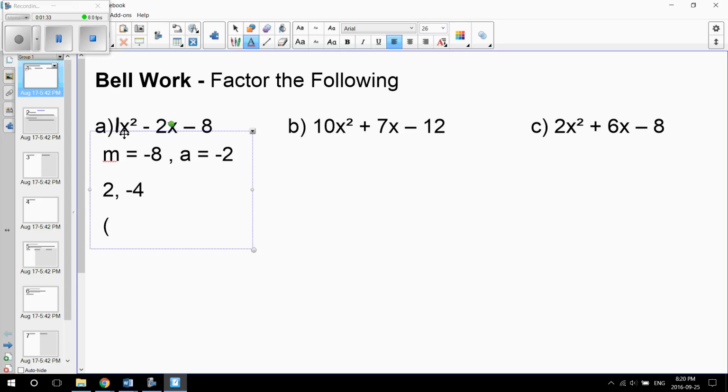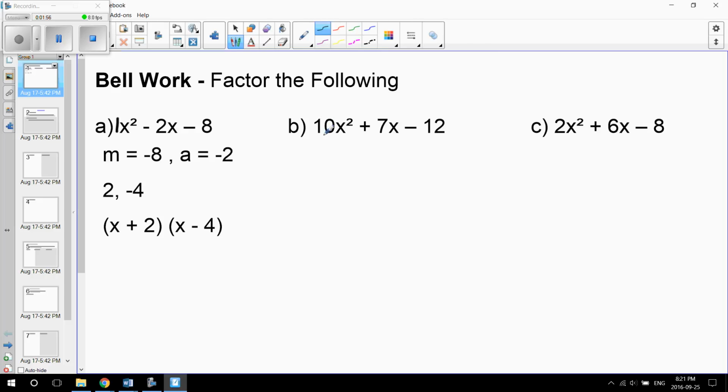Now because there's a 1 in front of that x squared, we can drop them right into our brackets right away. Remember that x comes first, so we're going to have x plus 2, and then for our second bracket, x always comes first, and this time we're going to have x minus 4 in our second bracket.